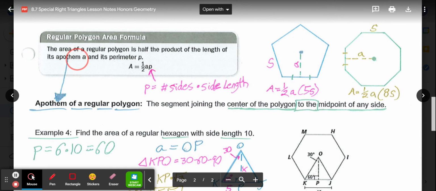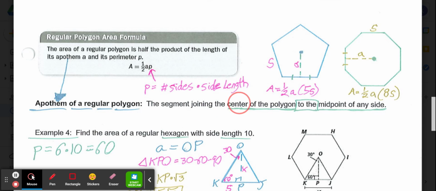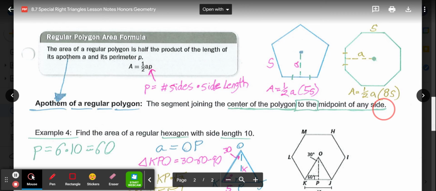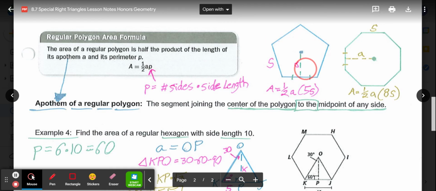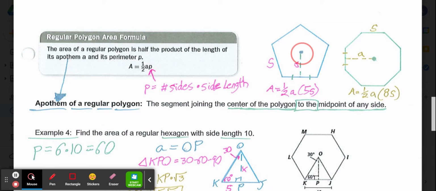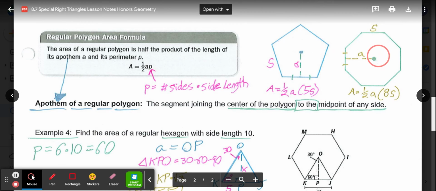The apothem of any regular polygon is the segment joining the center of the polygon to the midpoint of any side. So I drew 2 examples up here. If I have a regular pentagon here, take the center point, connect it to the midpoint of any side, and that length is the apothem. Or if I have an octagon over here, center point to the midpoint of any side, and the length of that segment is the apothem.